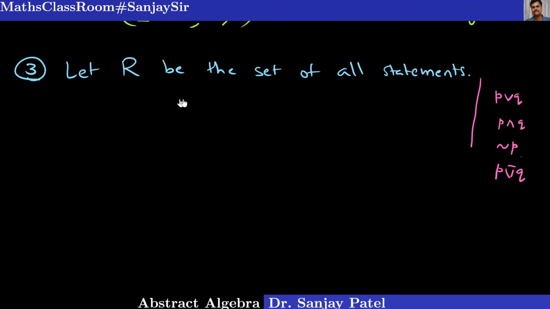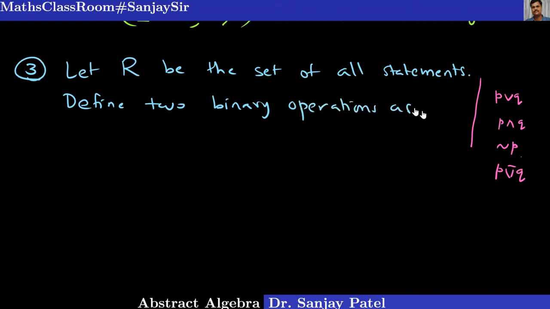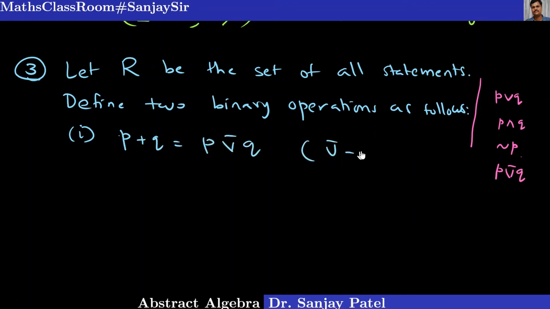So if R is a set of all statements, then we define two binary operations as follows. The first one is addition, that is, we define P plus Q as P XOR Q. That this OR means exclusive OR. XOR means exclusive OR. What is the meaning of exclusive OR?